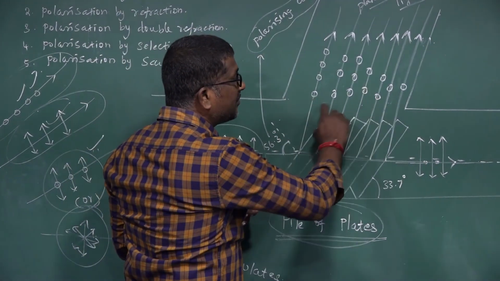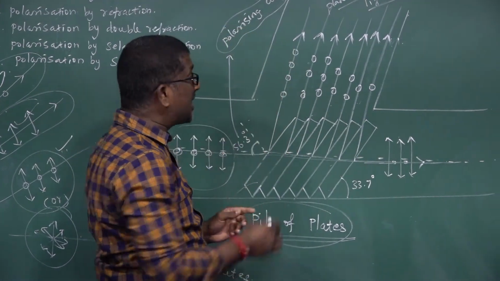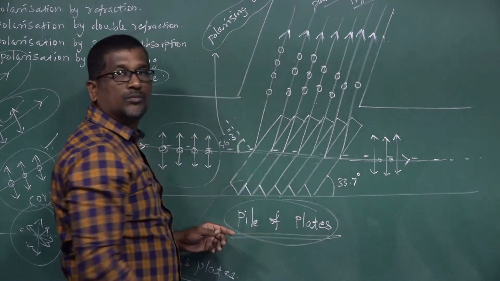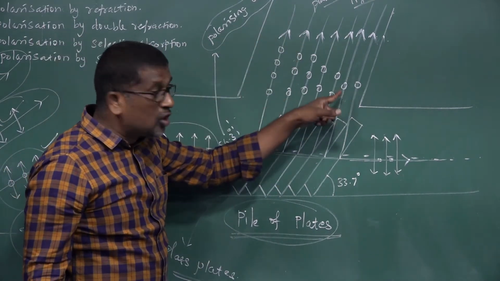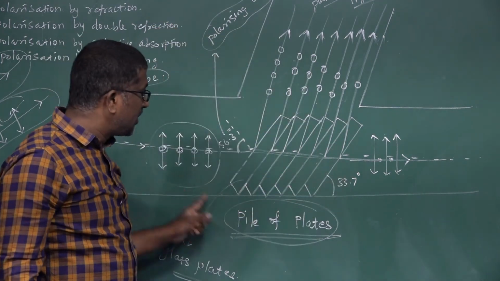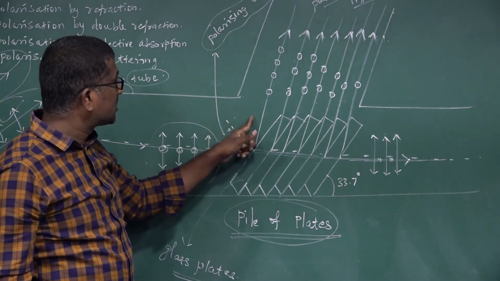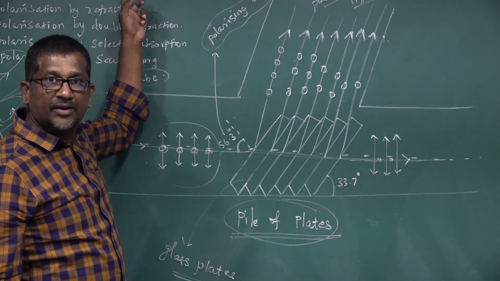In this light, the vibration occurs in only one direction. Which direction? Perpendicular to the plane of the board. The reflected beam alone is completely plane polarized, with the help of this experimental arrangement. That is why, as I already told, this construction is based on polarization by reflection.